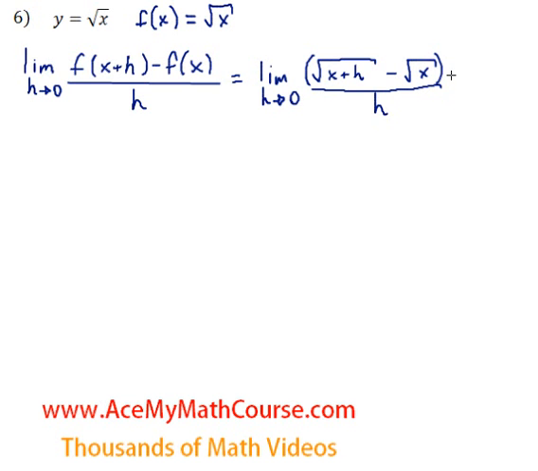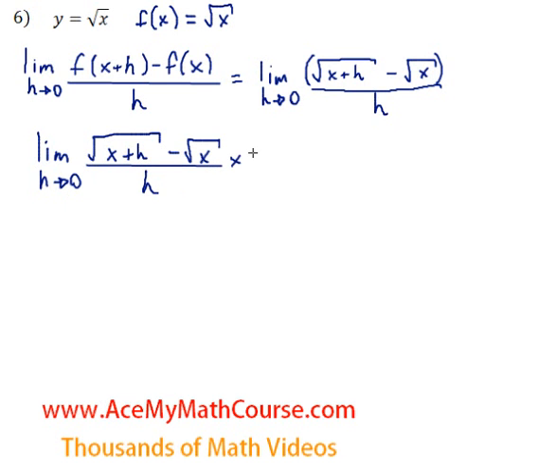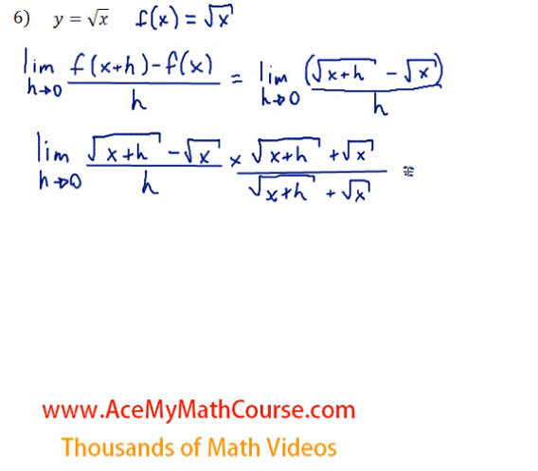And what is the conjugate again? We're just going to take this binomial and switch the middle sign. So we're going to have, actually I'm going to need more room. I need a lot more room. All over h. Okay, so I'm going to be multiplying this by the square root of x plus h plus the square root of x, all over the same thing, of course. Okay, so what's going to happen here?